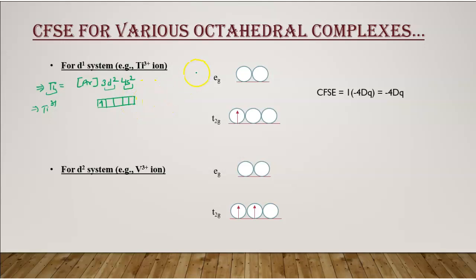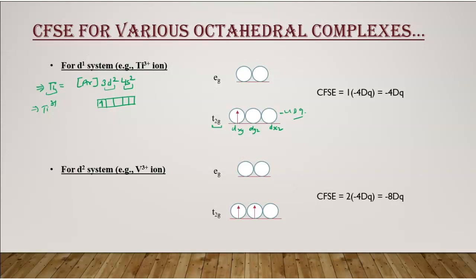While splitting it in your octahedral complexes, we'll start the filling of electrons from your lower level, that is your T2g. So the first electron is filled in one orbital of your T2g. It may be dxy, or xz, something like this. Now when you are calculating CFSE, you have to multiply the number of electrons present in your T2g by minus 4 dq, that we have discussed earlier in the previous slide. So this is how you are going to calculate your CFSE in this particular case. So this much only it will come.